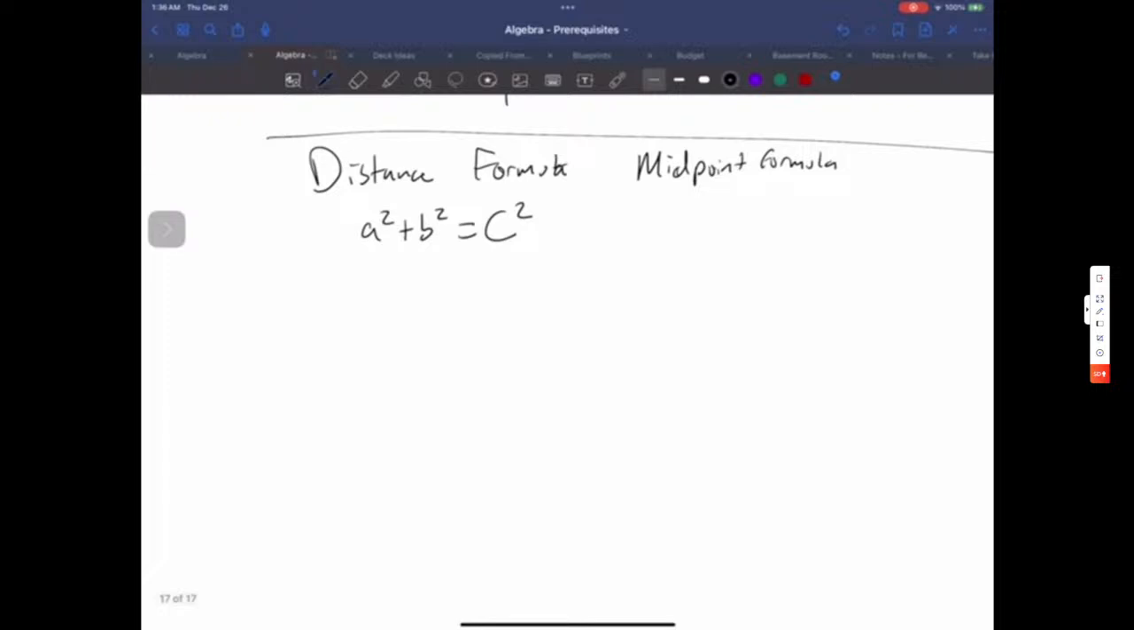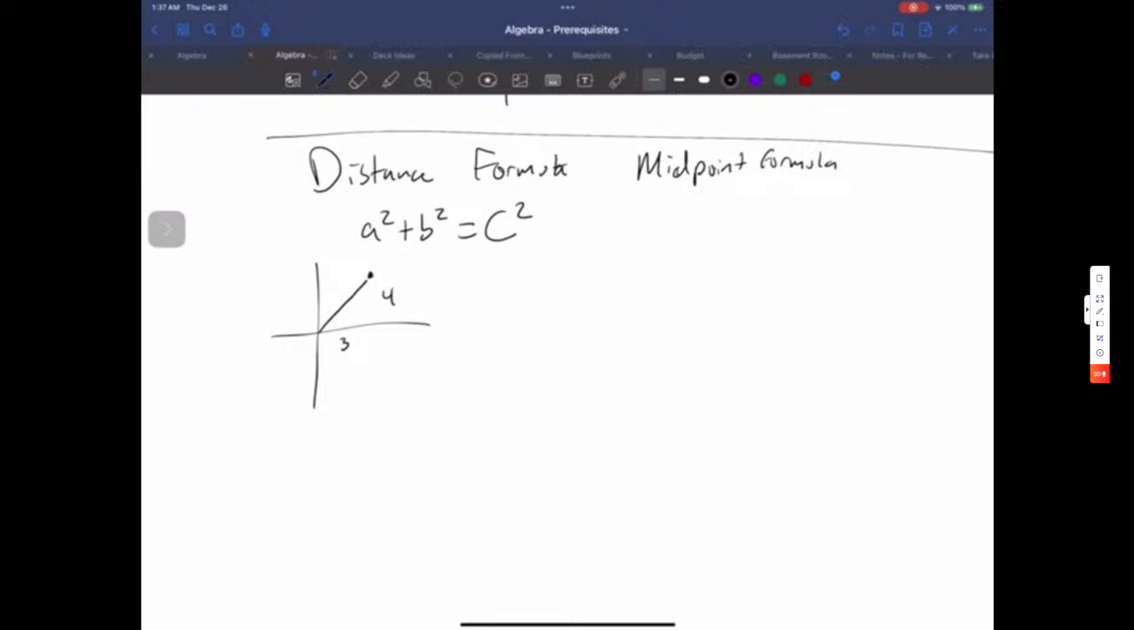If I look at some point on the plane, for example, our favorite 3, 4, right? So I have 3 units down here and 4 units up here. What is the distance that that point is from the origin?